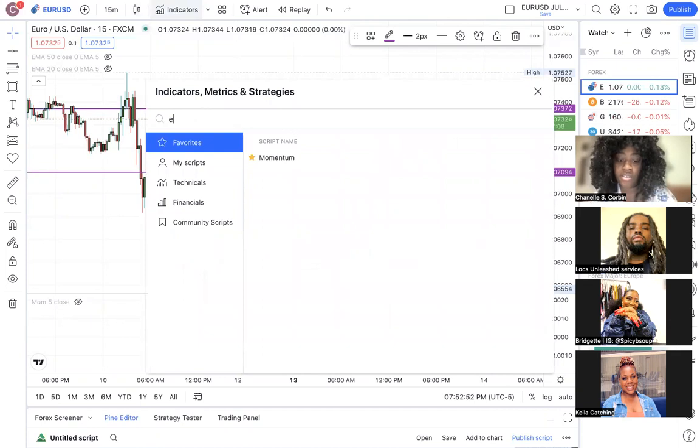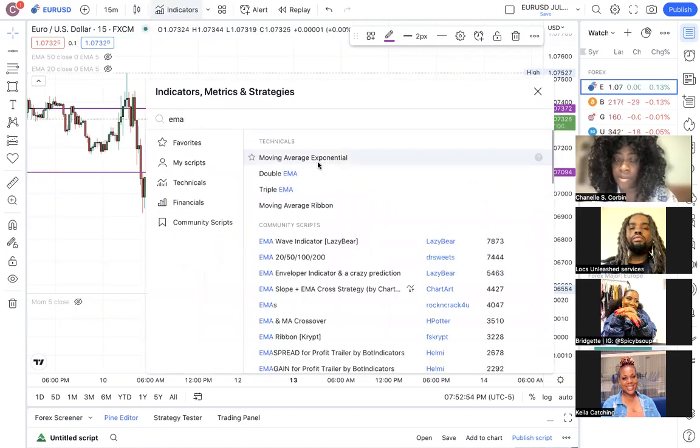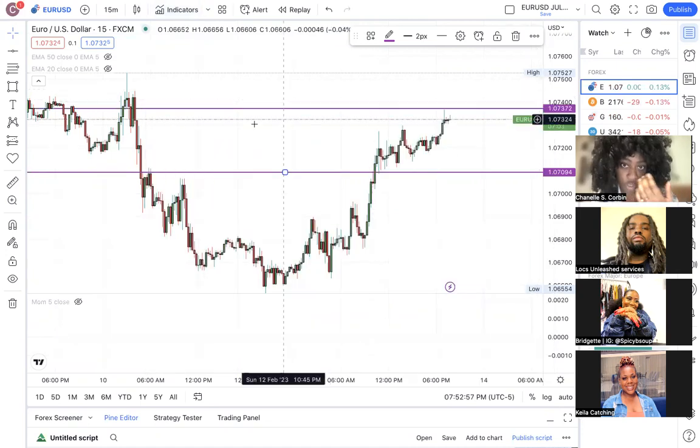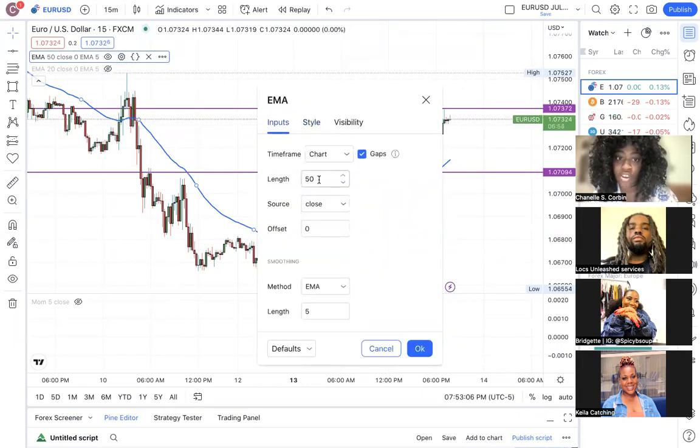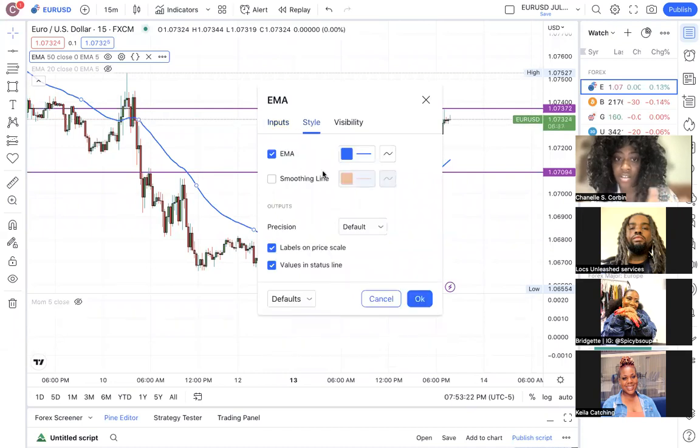So you click indicators, you type in EMA, it'll come up moving average exponential. Once you click on it, it'll pop onto your chart and it'll look something like this. Now you can go into your settings, of course, and you're going to want to change the length. The first EMA, you're going to want to change the length to 50. This means that over the last 50 candles, was price above average or below average. That's all that's telling you. And you want to change this to EMA so that it's exponential. The style, you can make it whatever color you want, just so that it doesn't clash with other colors on your screen. And then you can make it a little bit thicker so that you actually can see it.